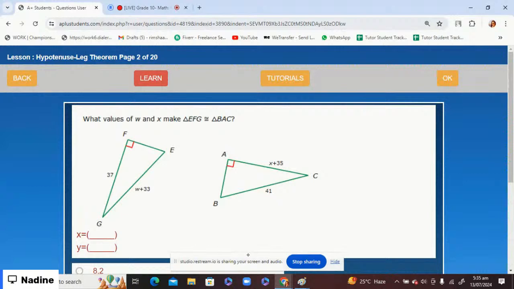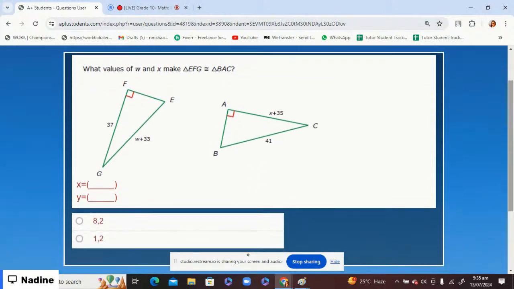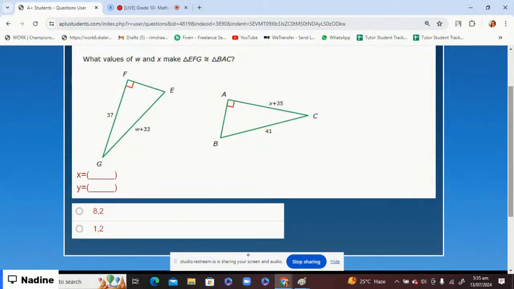So what values of W and X make triangle EFG congruent to triangle BAC? So check it out. What you make, that is 37. So in place of X you are going to put 2. That becomes 35 plus 2 is 37. And in place of W you are going to put 8. 33 plus 8 is 41. Okay.